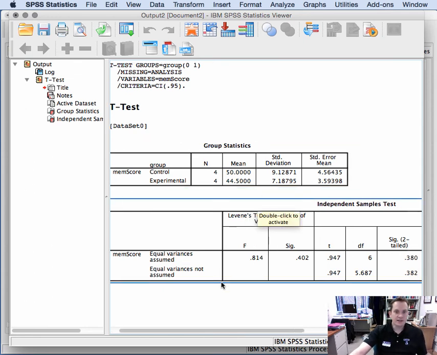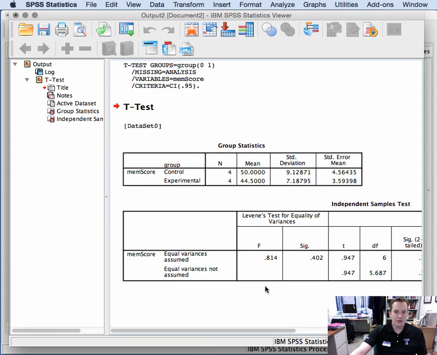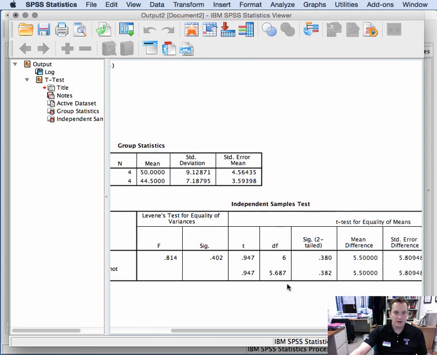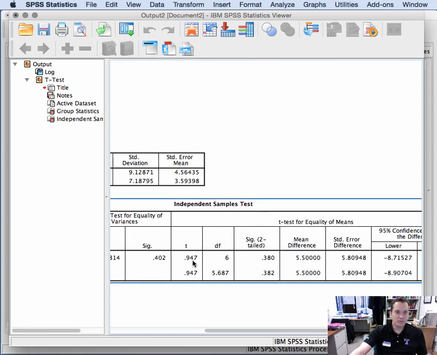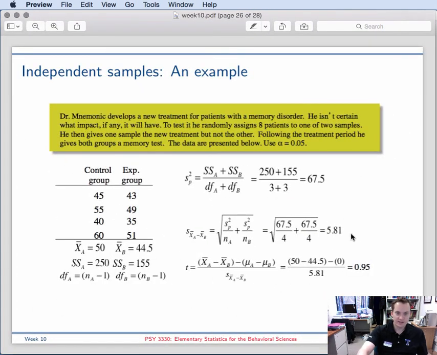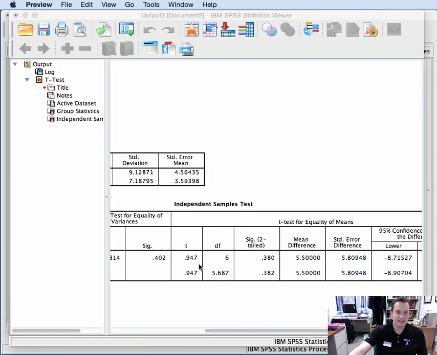Let's go down here to this independent samples t-test. There's a little bit more output here than what you need, but just pay attention to the first row. If we go over here, we get a t-score of 0.947. If you'll remember from the lecture, we got, let's see, there it was, 0.95, right? So we got almost exactly the same thing. Degrees of freedom was 6. The significance, remember, if this is less than 0.05, then we can say it's a significant difference, which means we reject the null hypothesis. This is not less than 0.05. This is much bigger, and so we fail to reject the null hypothesis.